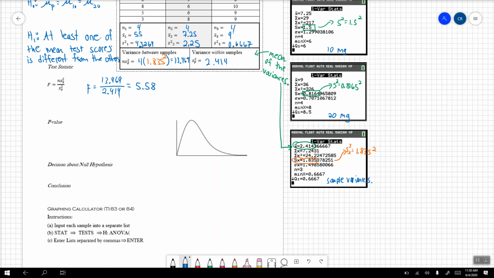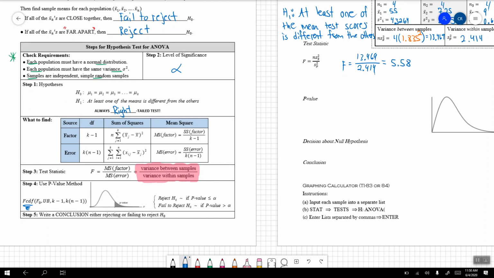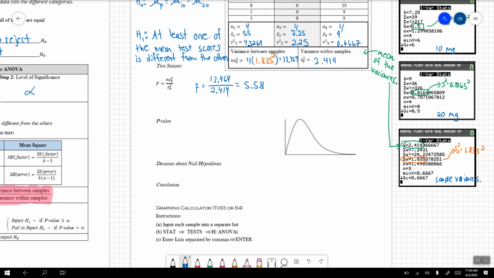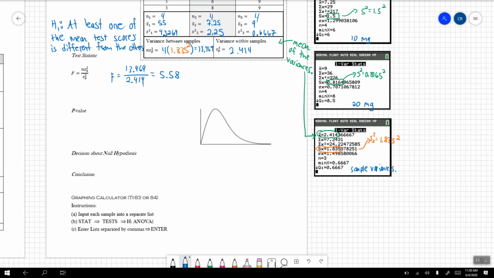Now what I'm going to do is build upon that, and find the p-value. So remember, the way that we find the p-value now is we're going to use FCDF. So that's what we want to use at this point in time. Let's go through and see what we're going to be doing here. We're going to have FCDF. There we are.